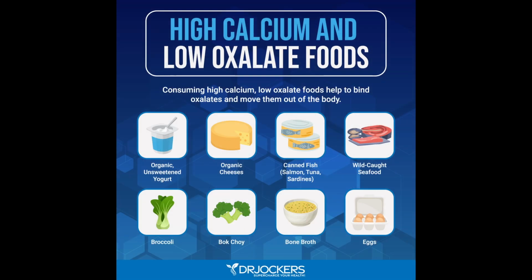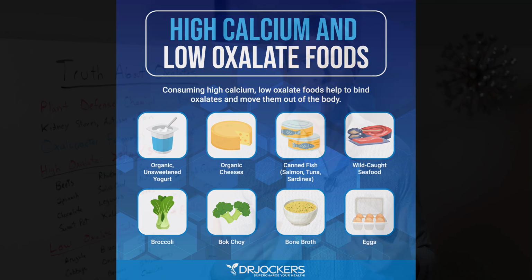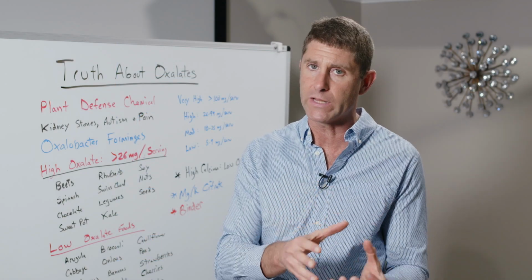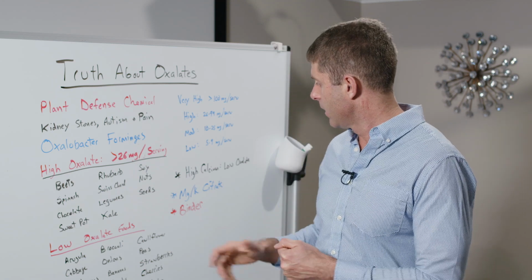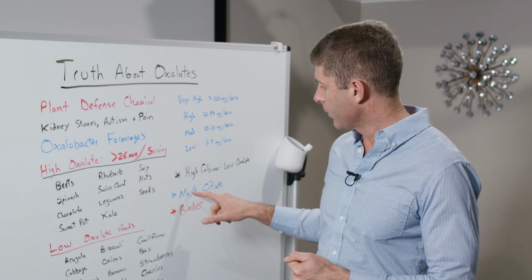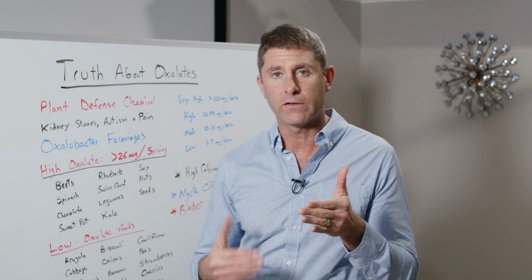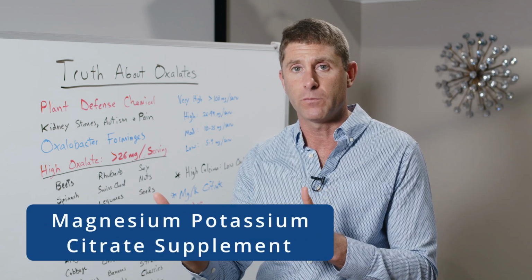Eggs, egg yolk, and also fish, particularly fish with bones or bone broth in general, are going to be high in calcium and low in oxalate. So those would all be really good things to be adding in and utilizing in your diet. And then what we want to look at is also doing some sort of magnesium potassium citrate supplement.